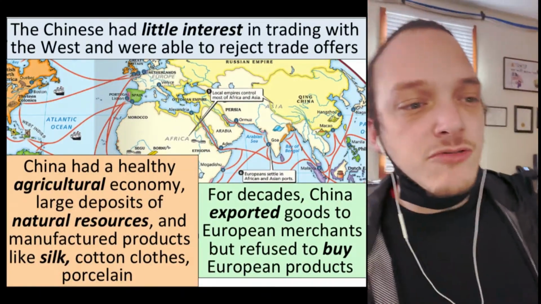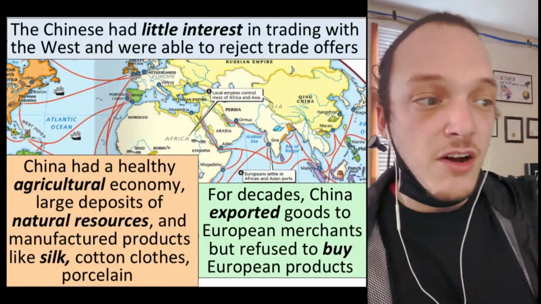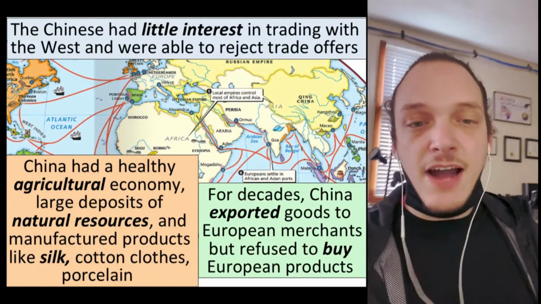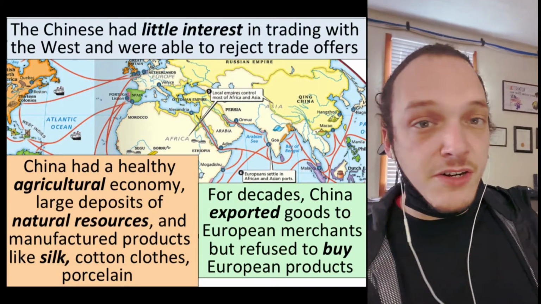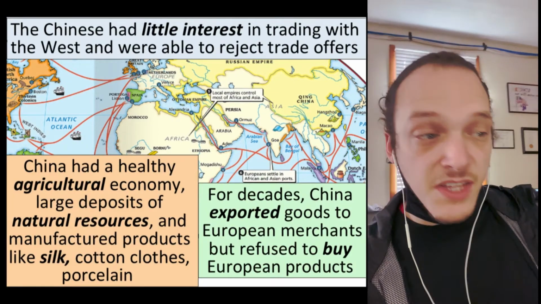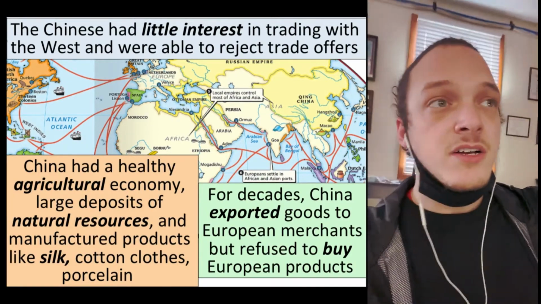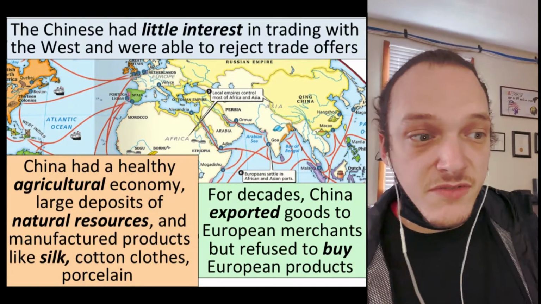The Chinese had little to no interest in trading with the West, and they were able to reject all these trade offers, right? They had a healthy agriculture. Their harvesting and farming was wonderful. They were producing materials that everyone wanted and materials that were valuable to themselves, things like porcelain, silk, cotton. So they didn't have to trade with anybody. They had enough people to keep business going and be self-sufficient.